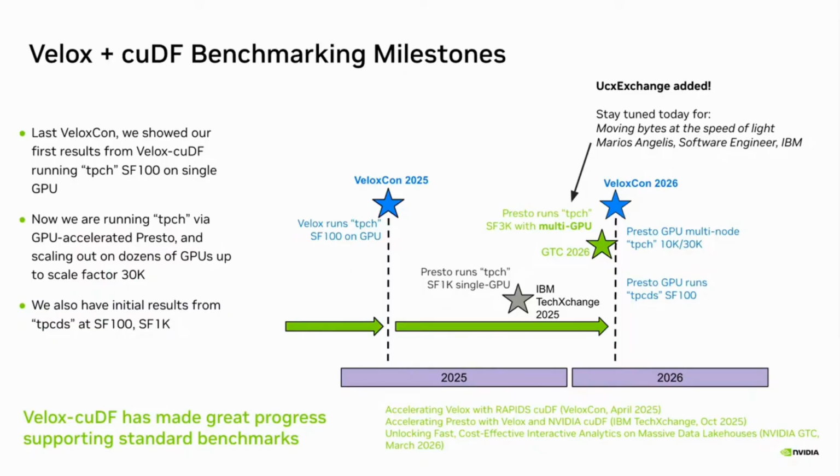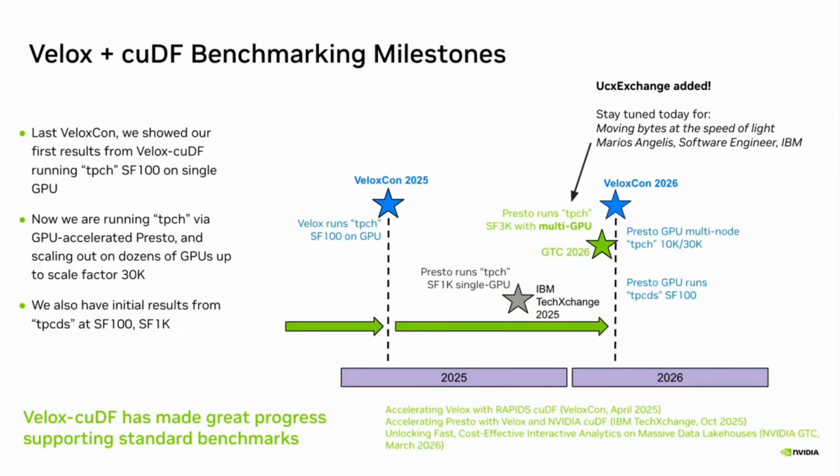By Tech Exchange last year, IBM Tech Exchange in October, we got the 1K run to go on a single GPU, with a Presto worker doing the job, getting plans from the Presto coordinator, setting it up the right way. And then the big breakthrough happened this year with UCX Exchange to let us do multiple GPU workers communicating smoothly. And Marios is going to talk more about that later this morning.